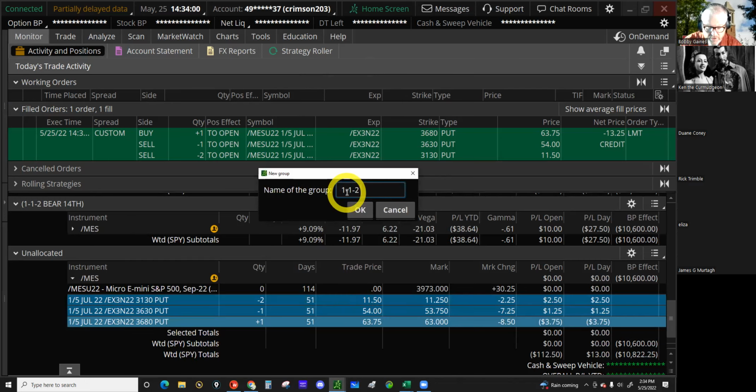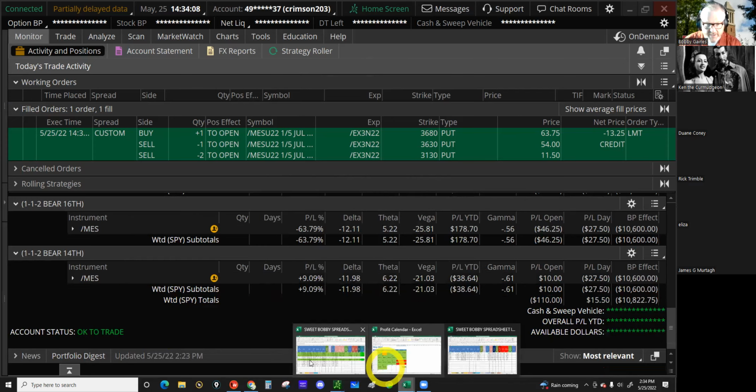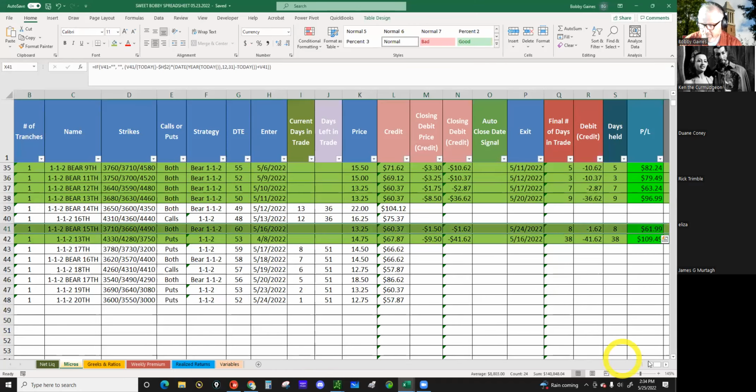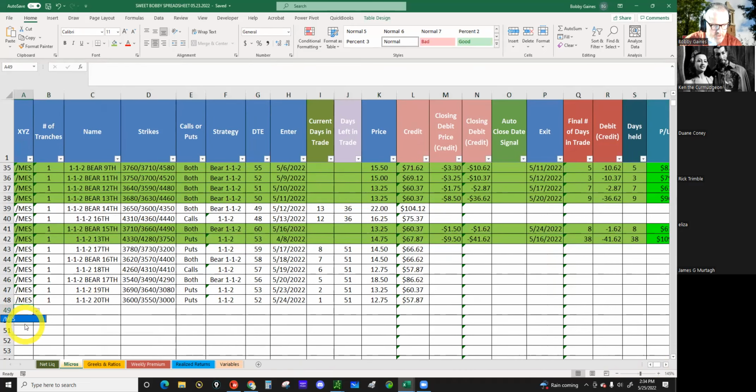Look alive, baby. 112 21st. Okay. Let's put him in over here. So in this account, we'll go 112 21st. This is the great spreadsheet. This spreadsheet is toned up, baby. 112 strikes again. 3680, 3630, 3130, puts 112.